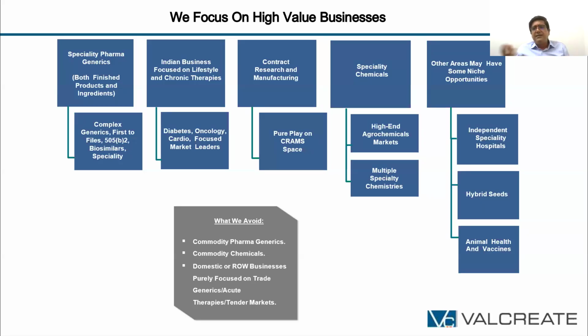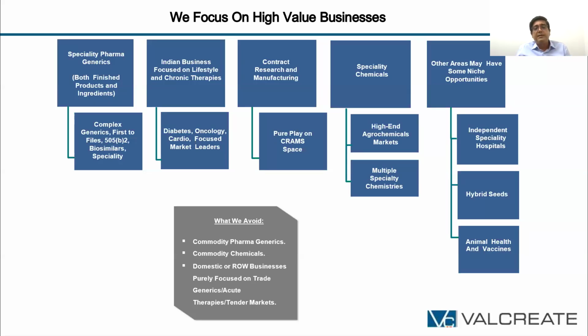Which are the other areas? I mean, there are some smaller areas which we really don't have much exposure to, but we think that they are also adjacent areas where one can look at, like, for example, independent specialty hospitals, say like a cancer hospital or pediatric hospital. Then there are hybrid seeds, which are again those categories of seeds which are GM seeds or sort of crops where you get that special patent for a few years and you can price them very high. And then there's animal health, and then there are vaccines.